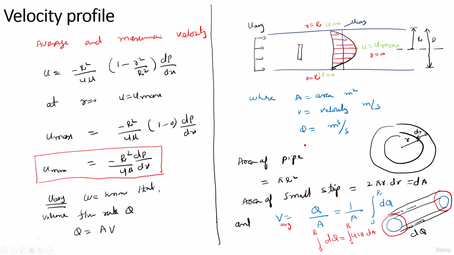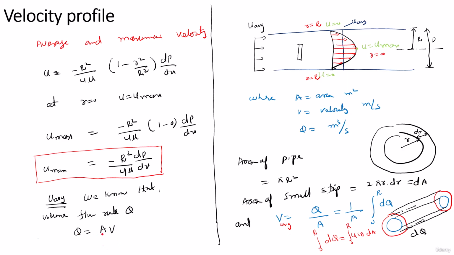Now we know that the area of the pipe is equal to pi r square, but the area of this small element, if we open it up, becomes a rectangle. One side becomes the circumference, 2 pi r, and the second side becomes dr. So this is equal to 2 pi r dr, and this is actually dA. Now I can solve the equation for the V average.